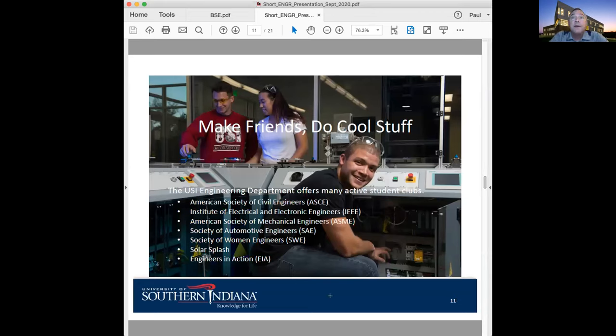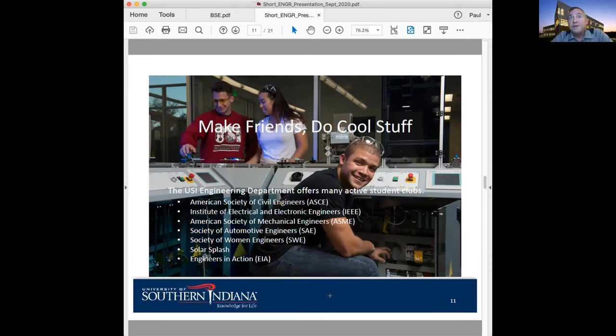An area where we really encourage our students to participate is with our student clubs. We have quite a lot of student clubs, and these are typically groups of 5 to 10 students in a nationally sanctioned organization. And there is some type of design competition where the students have to do a team project. They design it, they build it, and then they compete with other colleges. Some examples: the American Society of Civil Engineers does a concrete canoe and a steel bridge.